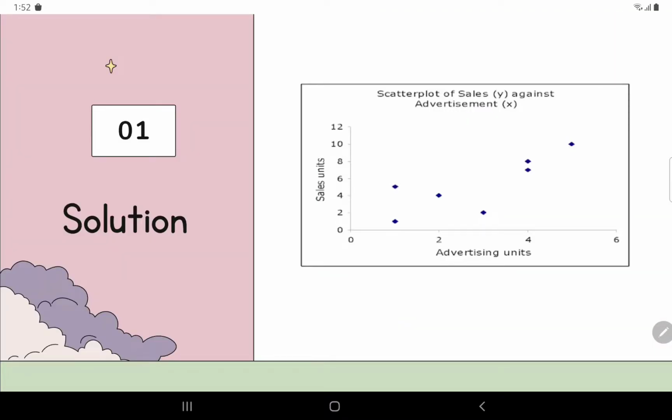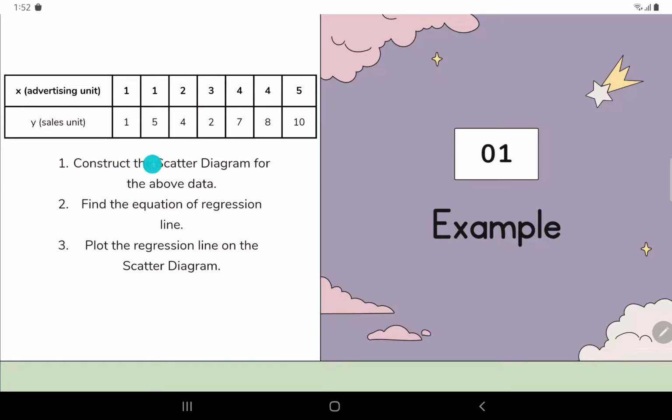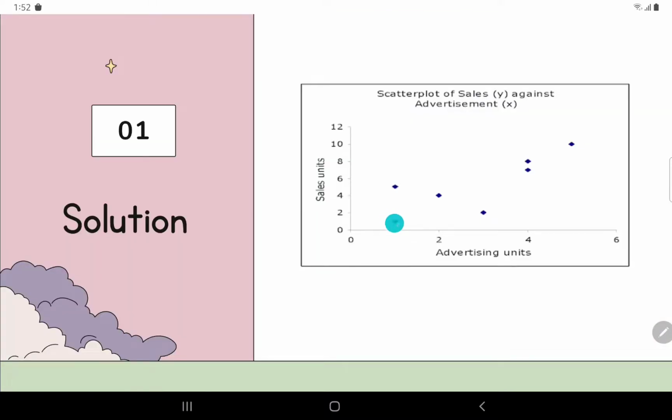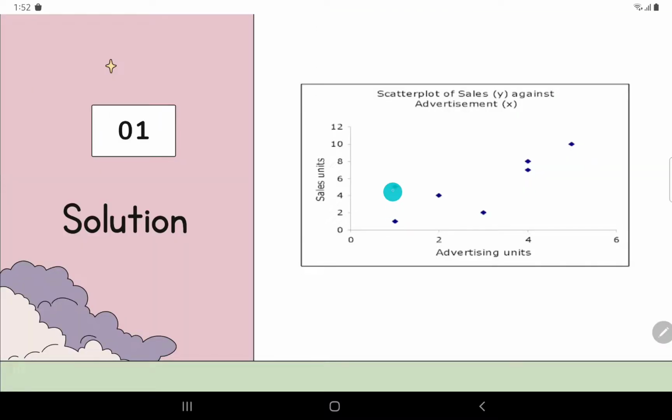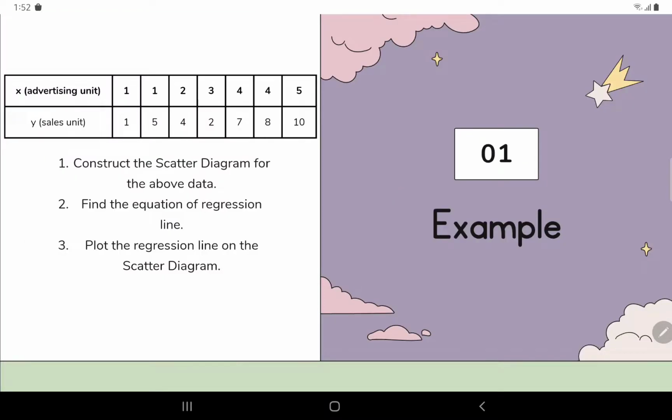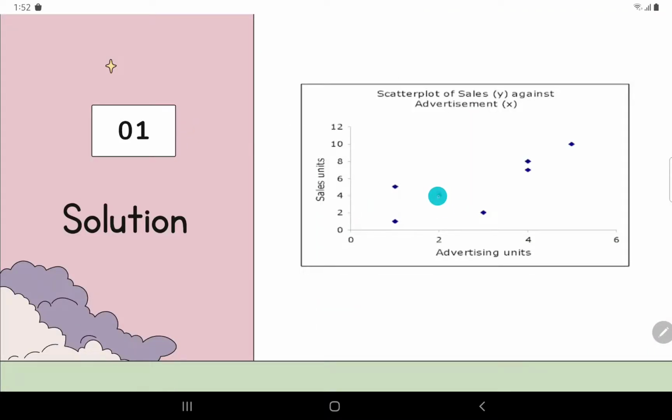Okay, so this is the first solution, where we need to construct a scatter diagram. Based on this data, we have these values of x and these values of y. The first coordinate is 1, 1. So here is 1, 1. The second one is 1, 5. X is 1, y is 5. So this is the dot here. The third one is x 2, y 5. So here x 2, y 5.